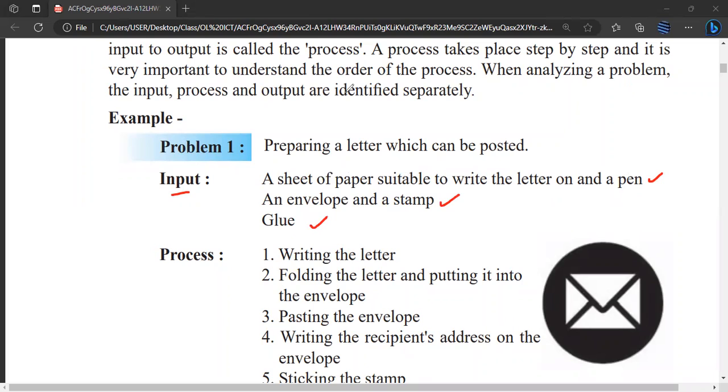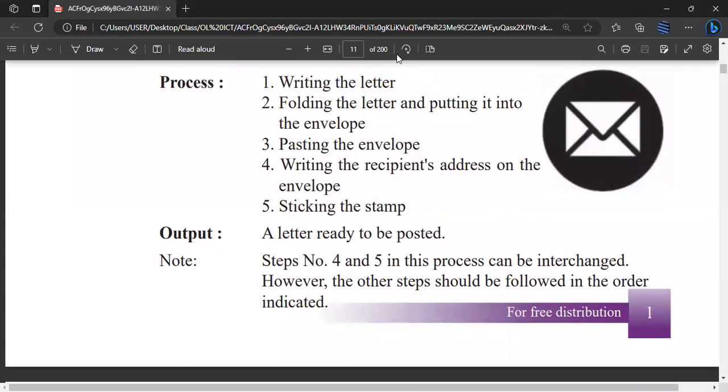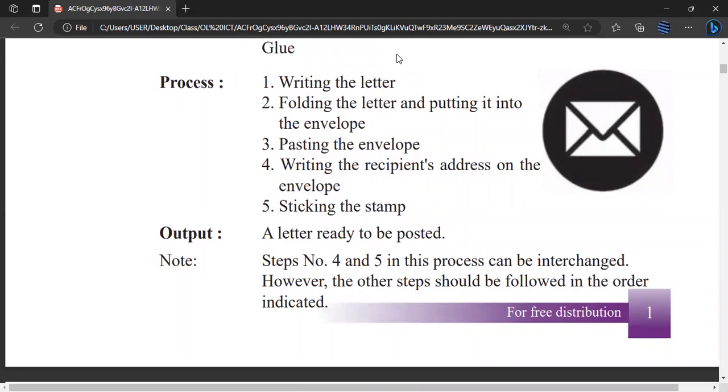Then if we see the process: writing the letter. First you need to write the letter, then folding the letter and putting it into the envelope, then pasting the envelope, writing the recipient's address on the envelope, then sticking the stamp. Then you can see the output as a letter ready to be posted. So here the input, process and output are identified separately.